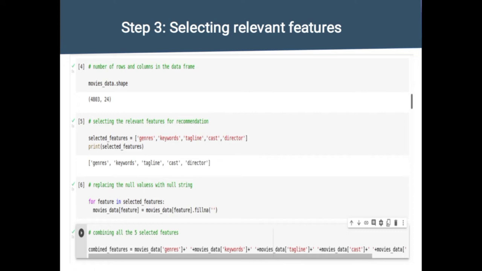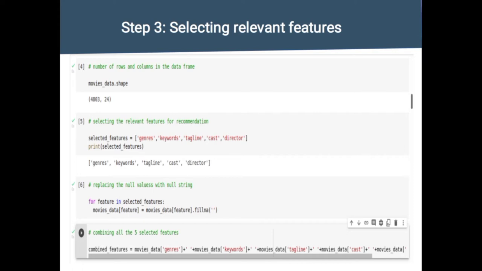Okay, next we are trying to select the relevant features for recommendation. So here we are having 24 different features, right? So those 24 different features are not required for our project. We're just trying to select 5 different features from the 24 features. So next we are putting genres, keywords, tagline, cast, director, all of them in a list. We are selecting only these 5 among all 24, and we are putting them in selected_features. And next we are just trying to print them.